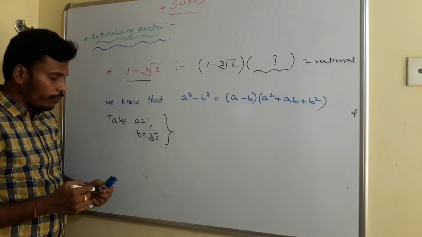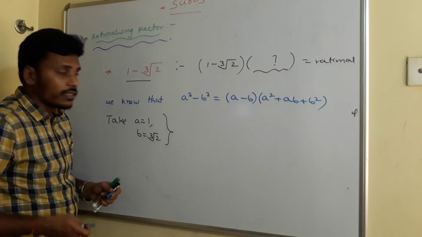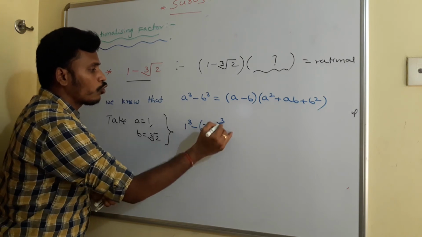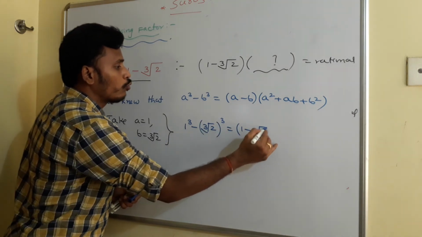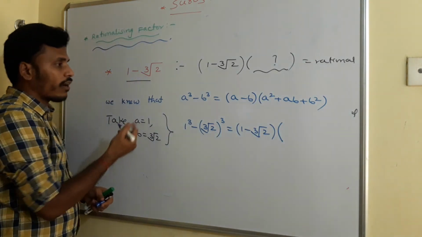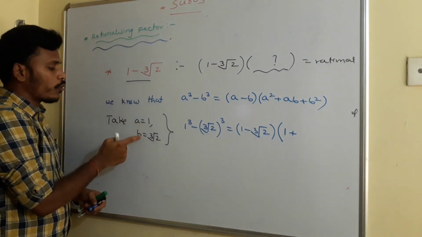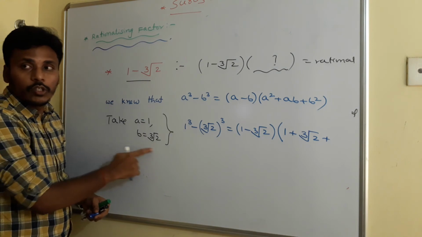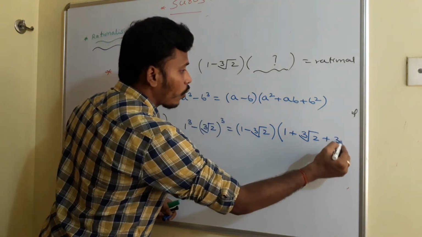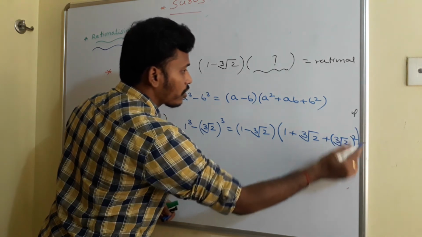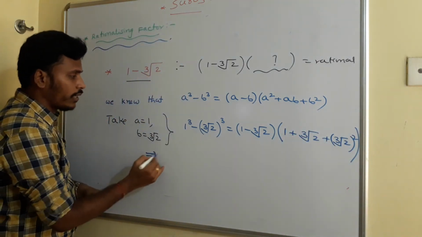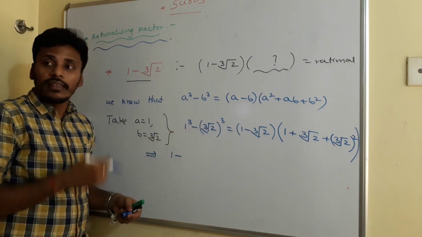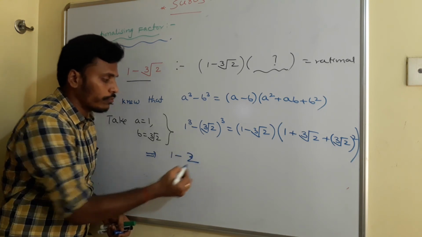If you take a as 1 and b as cube root 2, then what will happen? a is 1, so you can write 1 cube minus b is cube root 2, cube root 2 whole cube, is equals to 1 minus cube root 2 into a square. a is 1, right? 1 square is 1, plus ab. a is 1 and b is cube root 2. If you multiply 1 into cube root 2 it is cube root 2, plus b square. b is cube root 2 and you need to write its square. Its square is cube root 2 square. Just observe here. Now if you simplify, this is 1 minus cube root 2 cube. This cube root 2 is power 1 by 3 and that power 3 will get cancelled. You have 1 minus 2.